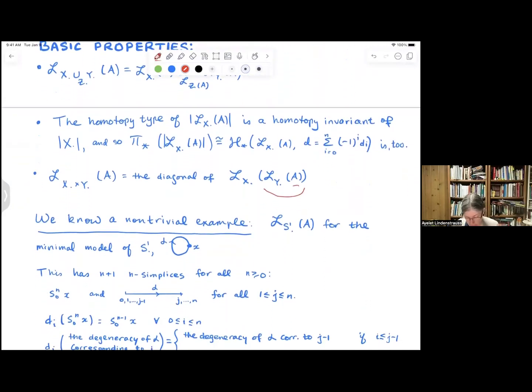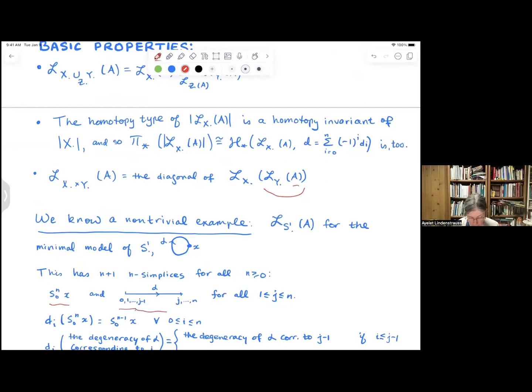And so the interesting space we look at, the simplest non-finite space, I guess, that we're interested in, is the minimal model for the circle, which has one non-degenerate zero simplex and one non-degenerate one simplex. And so the simplicial version of this has n plus one n simplices for all n. So we have the degeneracies over the zero simplex, and then we have degeneracies over the one simplex.